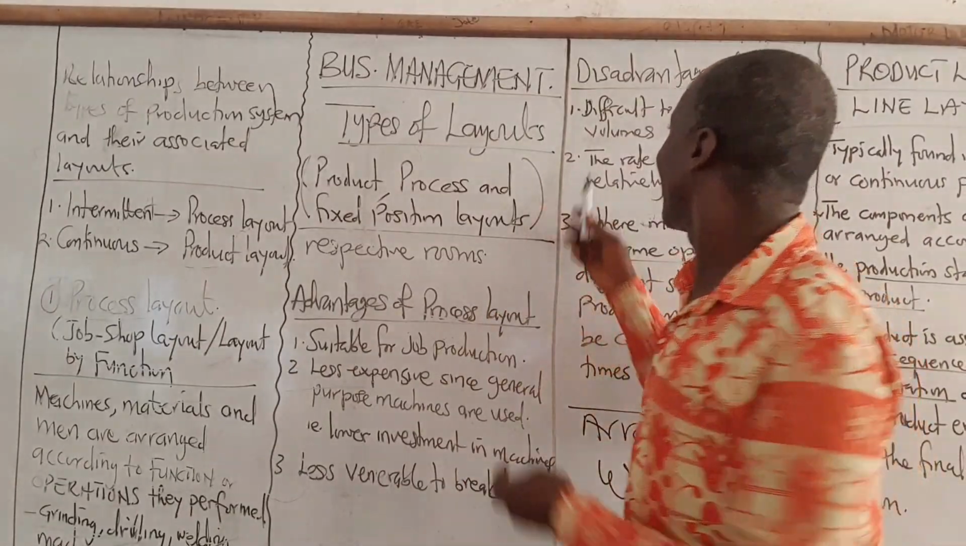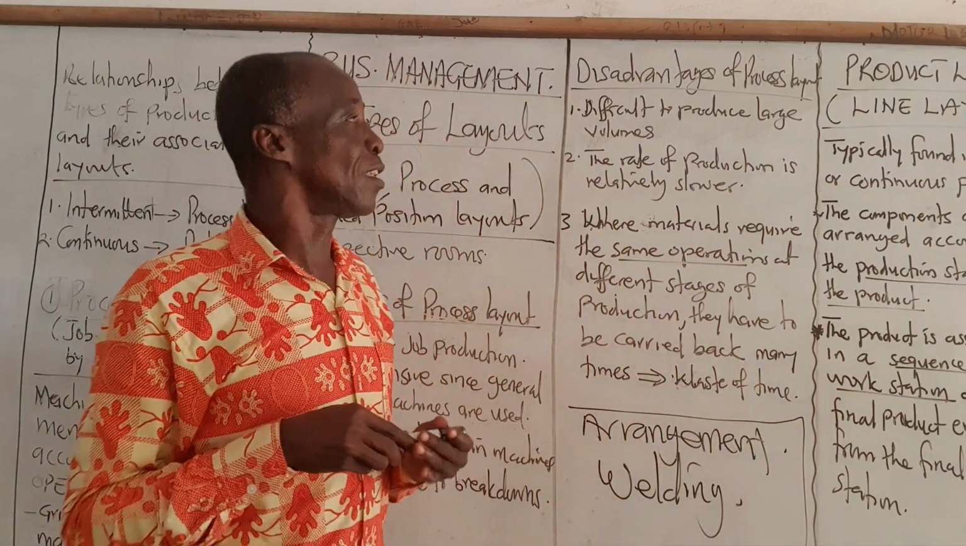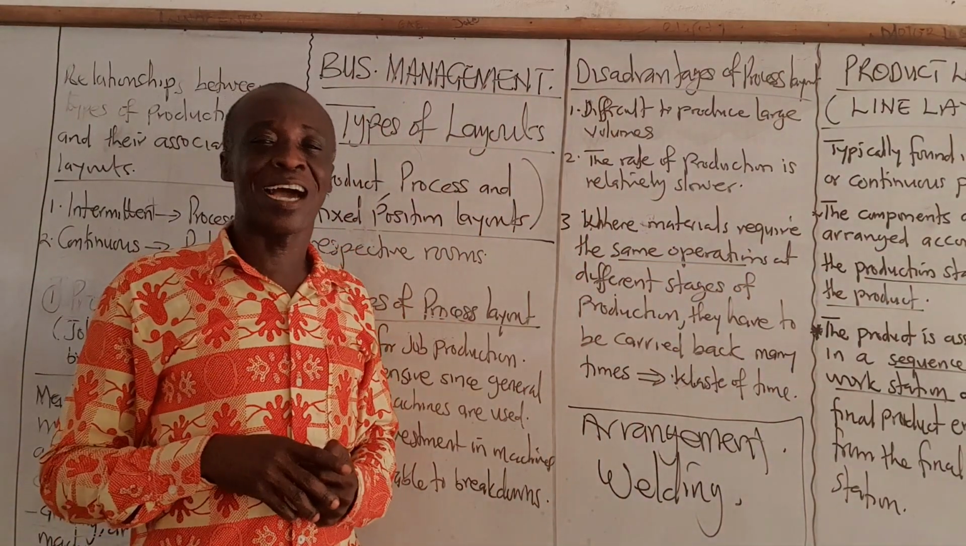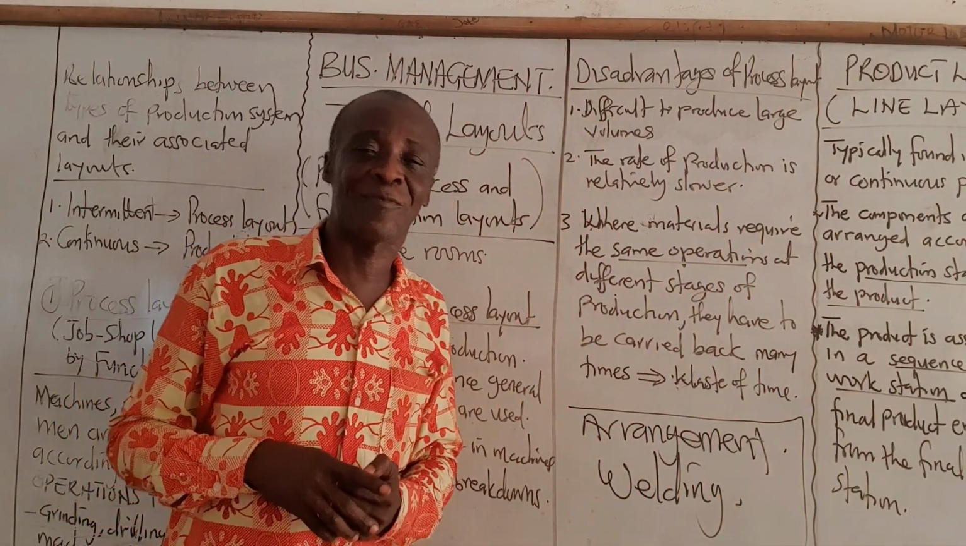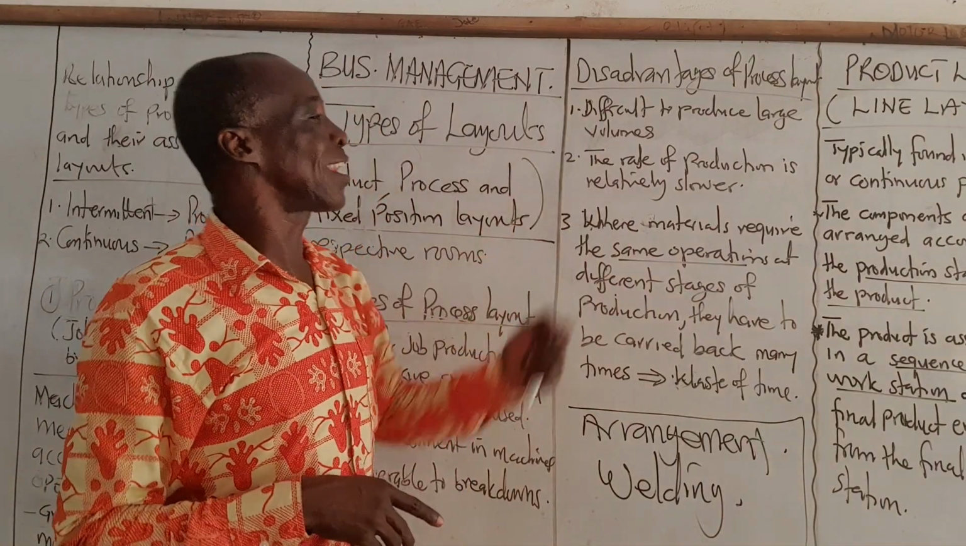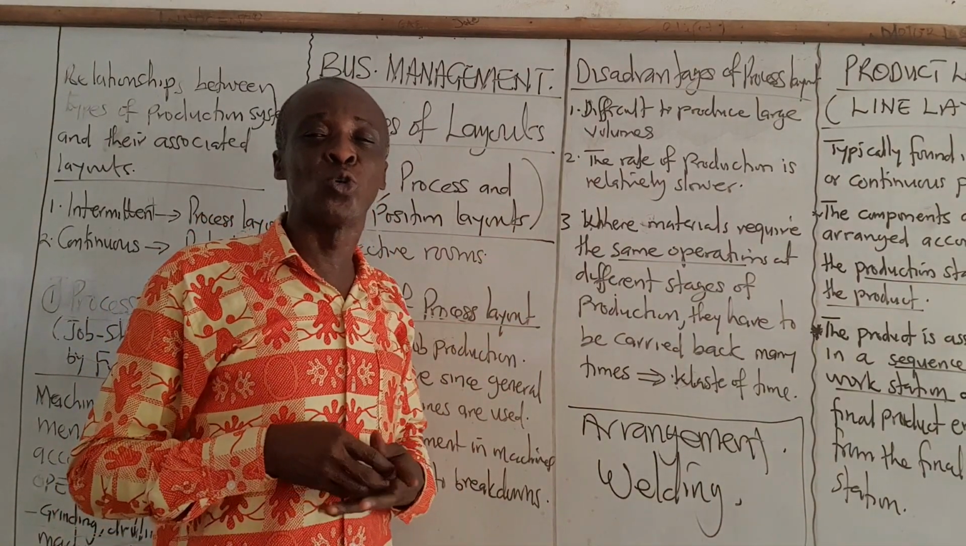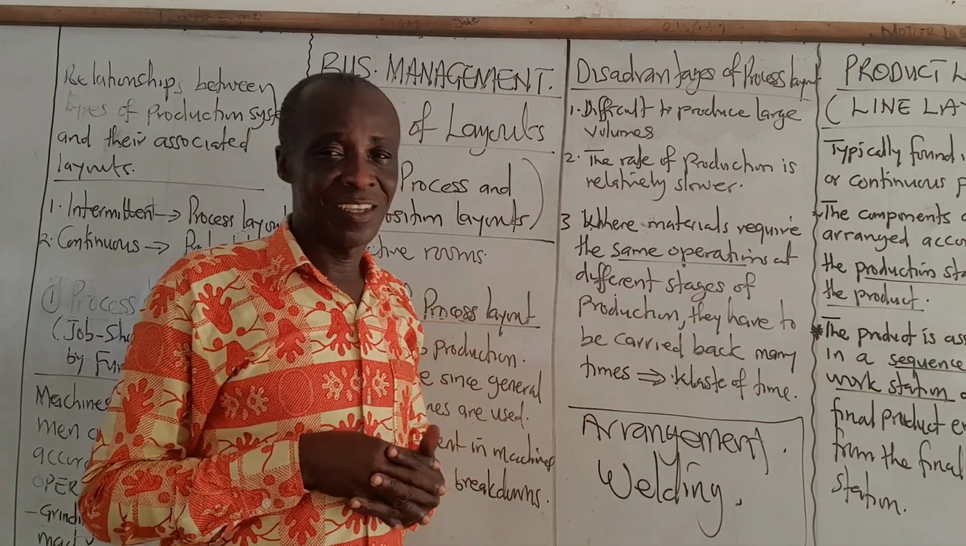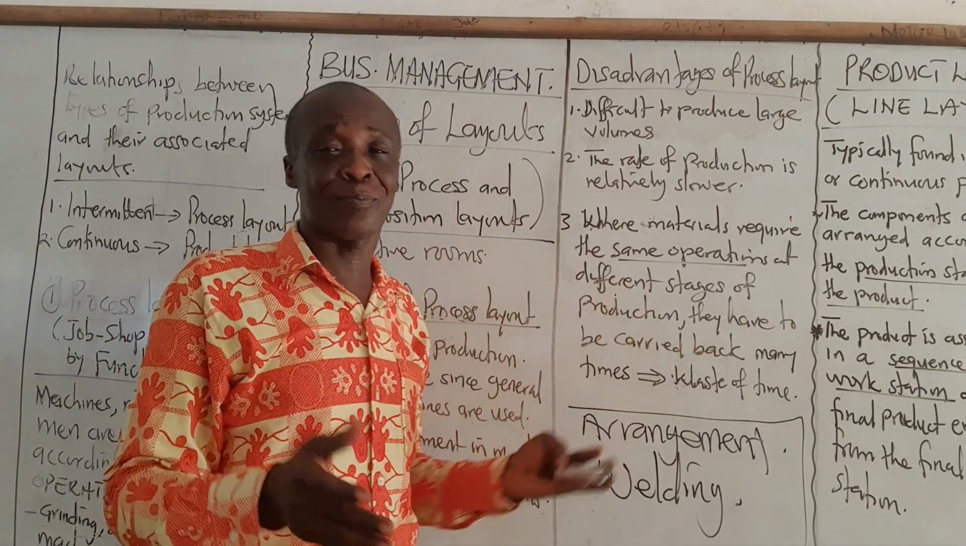Then let's look at the disadvantages of the process layout. Very simple, straightforward disadvantages. The first one: it is difficult to produce in larger quantity. This is very simple.